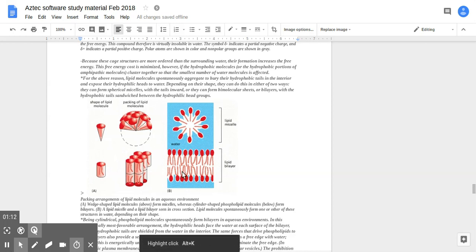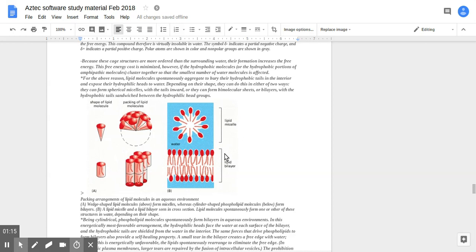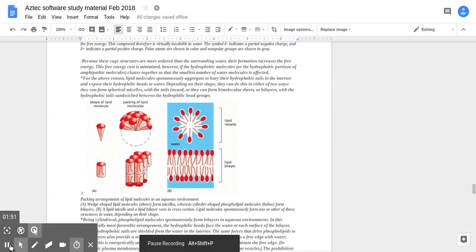So based on this shape, the molecule forms a bilayer where the nonpolar fatty acid tails group together in the inner part of the bilayer, while the hydrophilic polar head groups come on the opposite sides toward where the water is, and the polar side interacts with the water-soluble side of either the extracellular fluid or intracellular fluid.